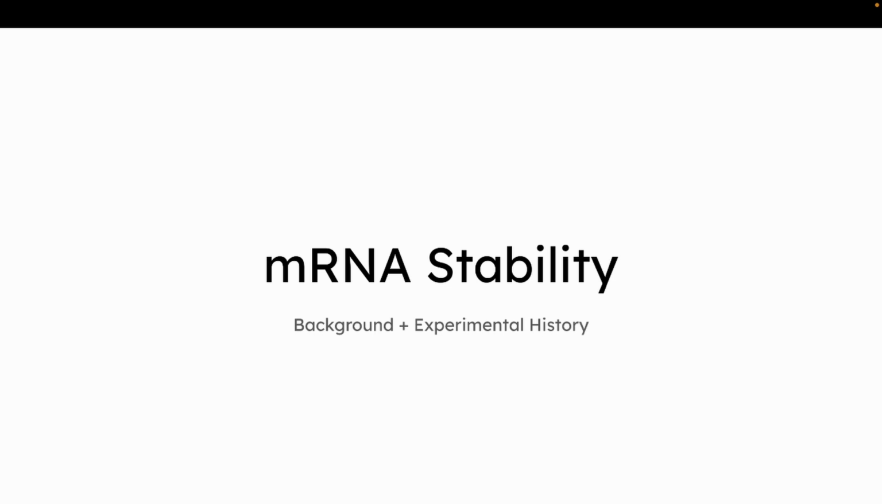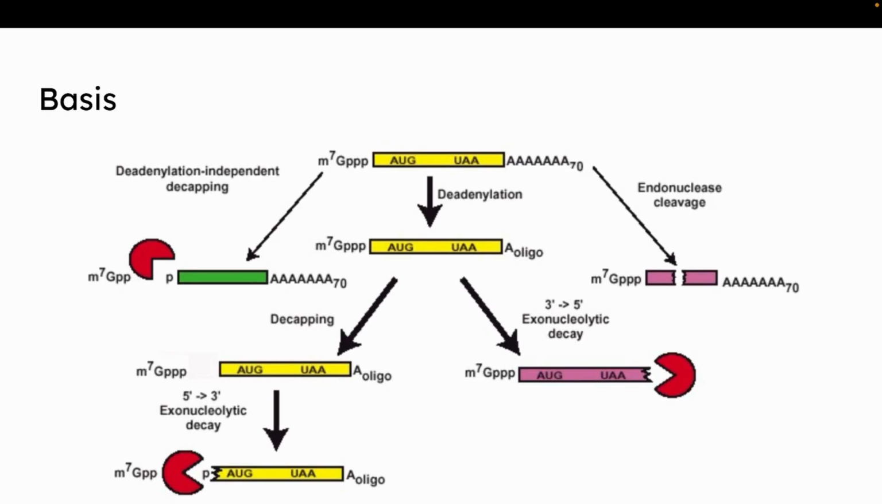In this video, I'll be discussing mRNA stability. First, I'll go over some background about what it is exactly, the pathways of degradation, and some terminology and experimental procedures we should know. And then we'll get into some experimental history with some specific examples. So first, let's take a look at a quick overview of what mRNA stability entails.